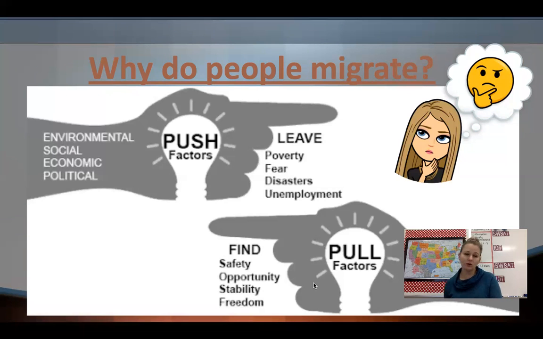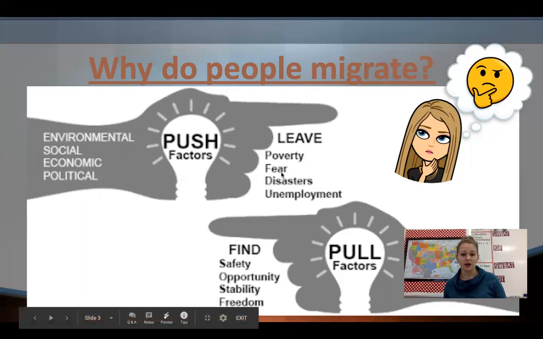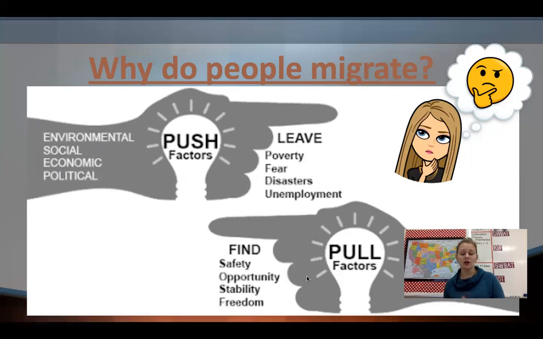So if I'm leaving North Carolina and I'm deciding to move to Oklahoma, the push factors are making me leave North Carolina. The pull factors are what tell me Oklahoma is a good place to go. This could be that it is safer and it isn't dangerous for me. There's opportunity for me to make money there and to have some economic freedom. There's stability and safety and freedom for me out there. All of these things make me want to go to Oklahoma, for example.